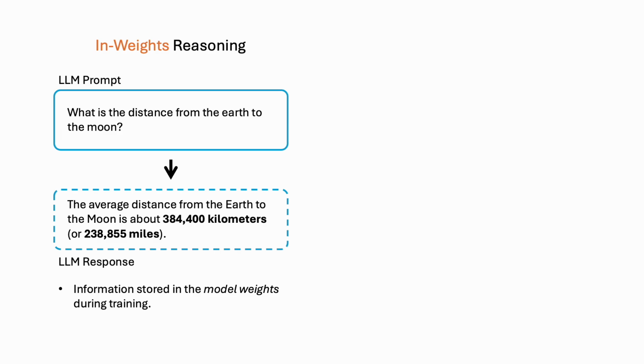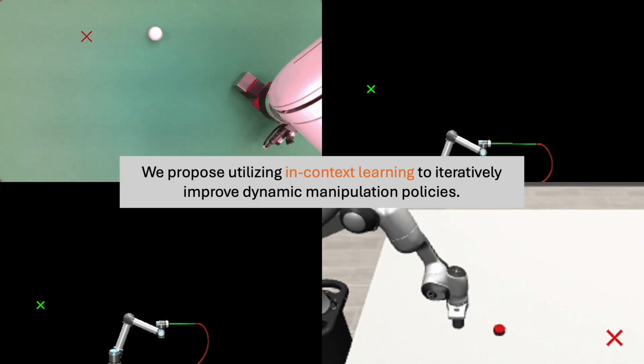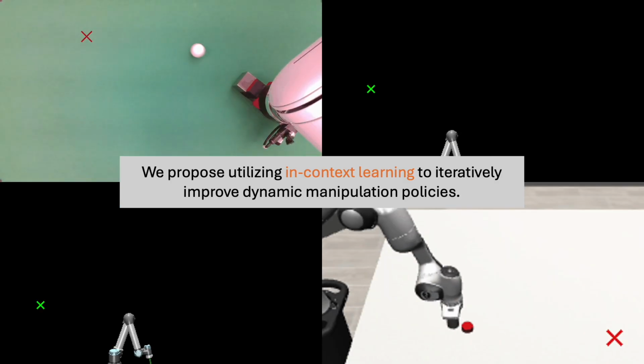The majority of existing work utilizes LLMs via in-weights reasoning. In this operating mode, the LLM is prompted and responds using information stored in the model weights during training. However, LLMs have also been shown to perform in-context learning. With in-context learning, a small number of examples are provided in the prompt of a pre-trained LLM, which learns to few-shot predict the result. In this work, we propose utilizing in-context learning to iteratively improve dynamic manipulation policies.